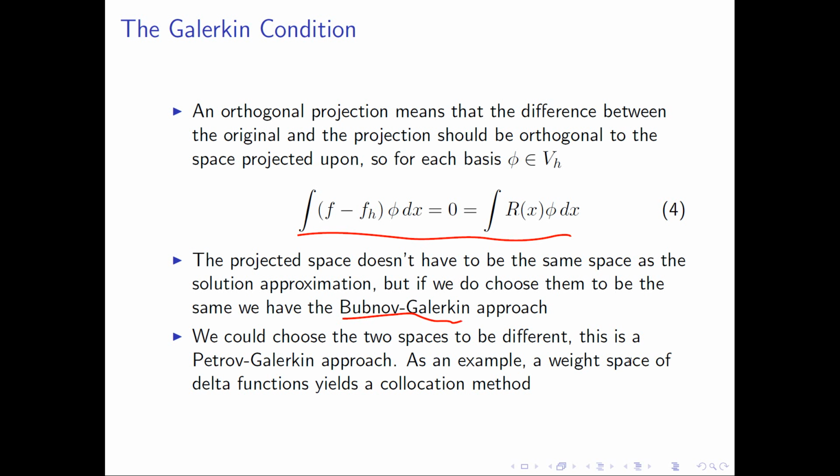So as an example, if you chose a weighted space of delta functions, this would yield what's called the collocation method, where instead of talking about how your solution approximation approximates everywhere in your local element, it would be at a set of discrete points, so the collocated points.